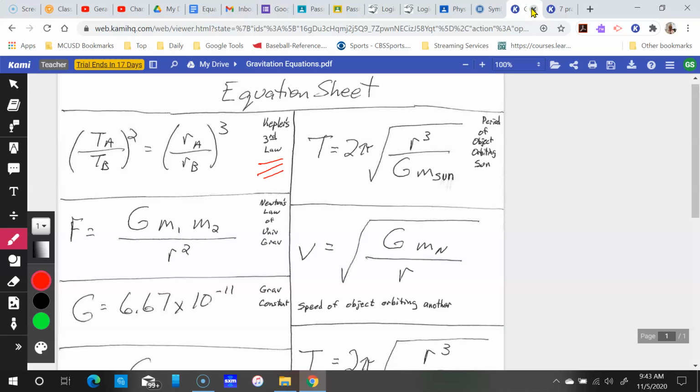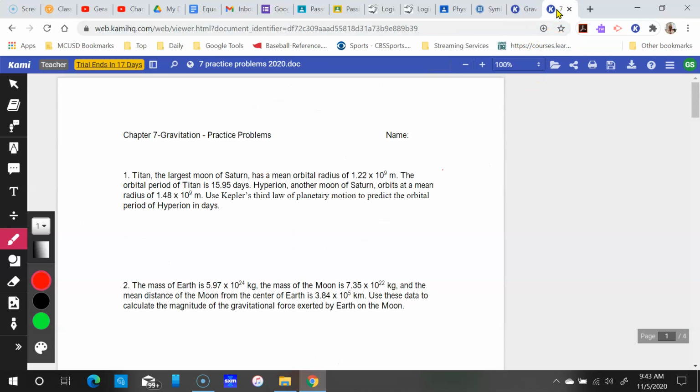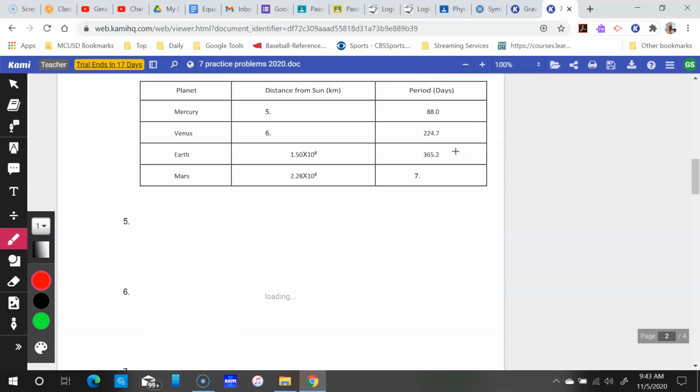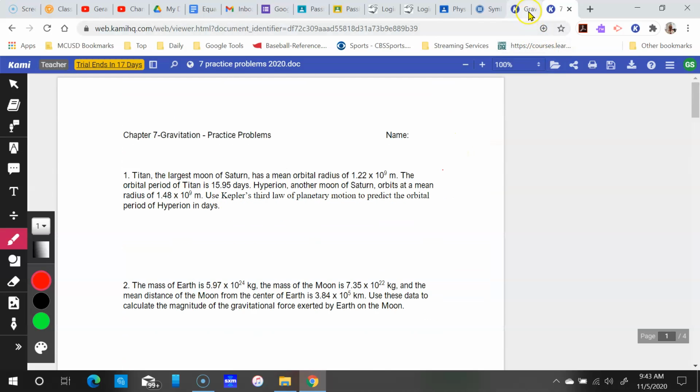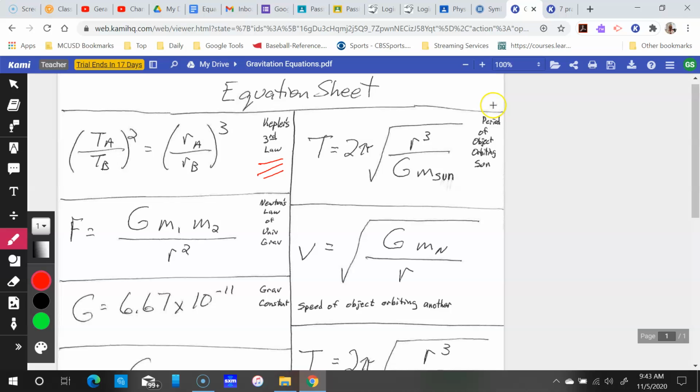This is Thursday, November 5th, and I'm going to introduce to you the Chapter 7 Gravitation Practice Problem Set and just explain the equation sheet I have posted with it.